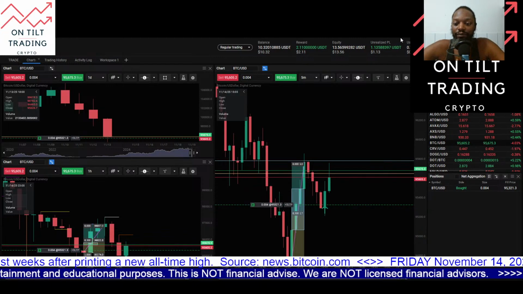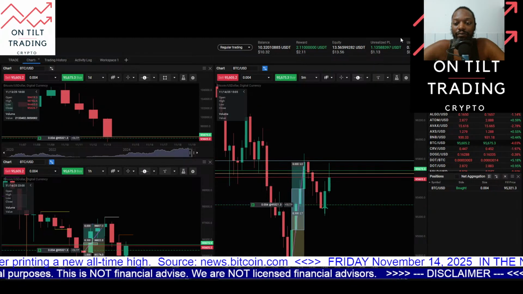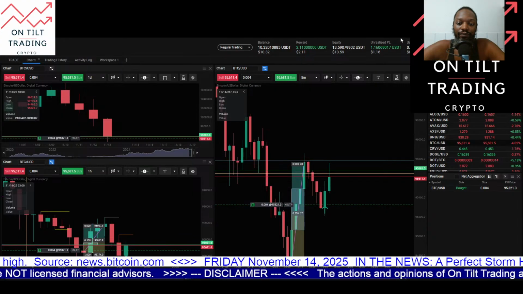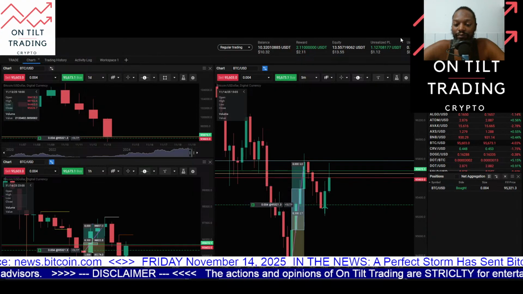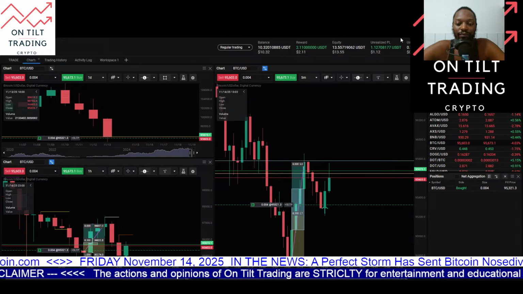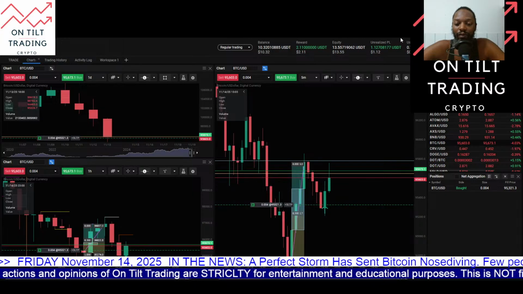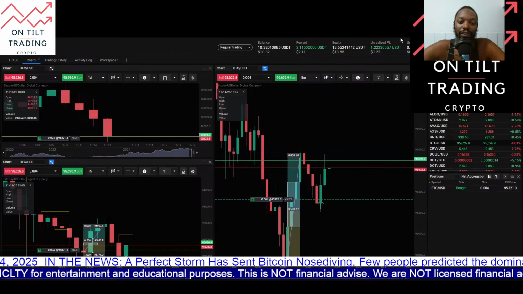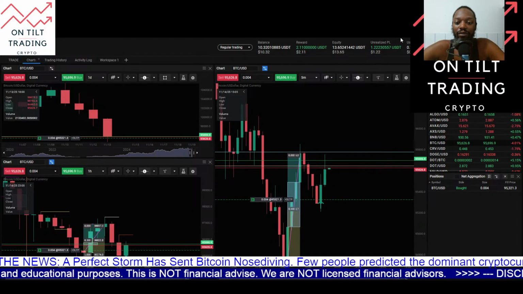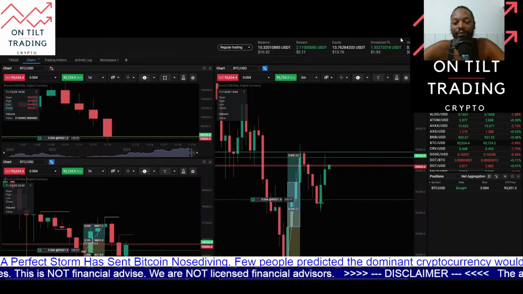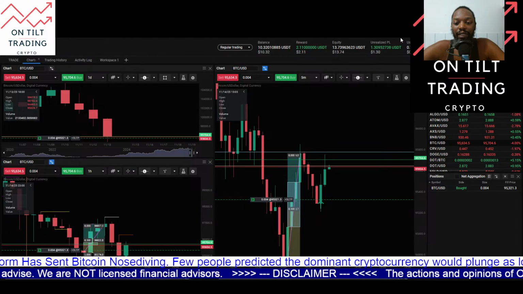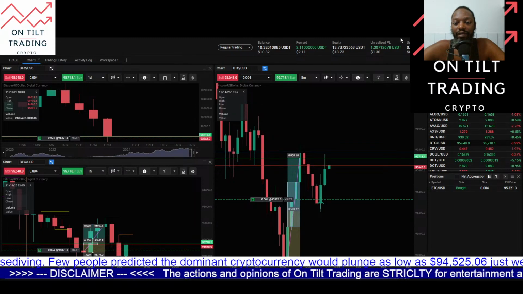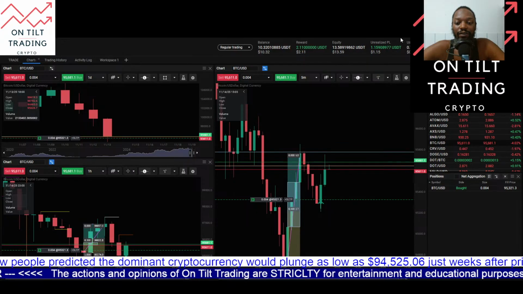Price pulling back here, 95,600. So less than a minute remaining in this candle. We'll see if this candle will place a fair value gap or if it will close this gap. I'm getting some buy side delivery coming into this candle. 95,650. Consolidating.